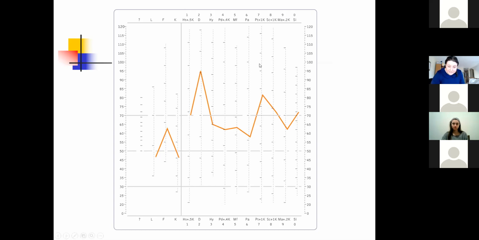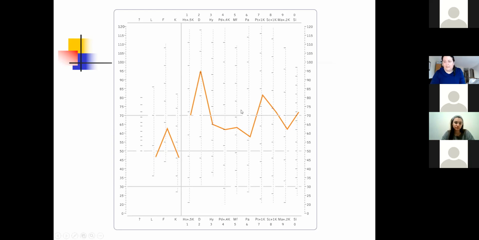You can see the highest score is depression. That is your number 2 scale. That's really high, so that's the first thing you would want to tackle clinically. He has some anxiety. If you look at the score on scale 7, again, old school term, it's called psychasthenia. It just means anxiety.